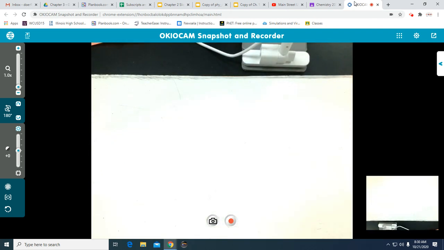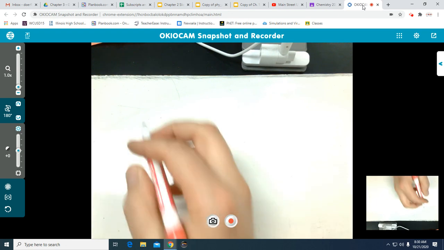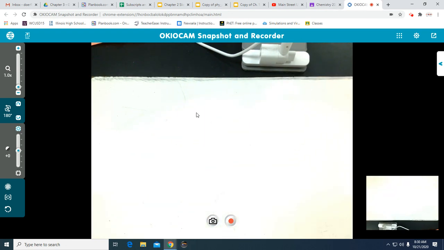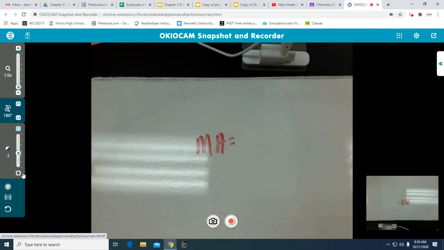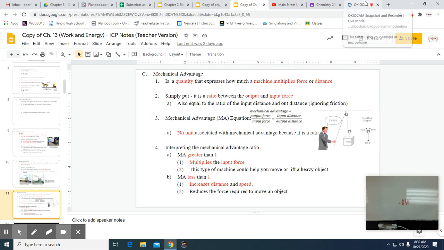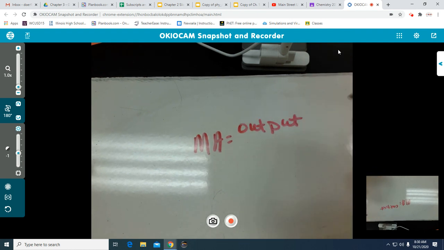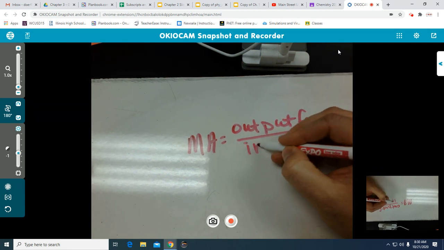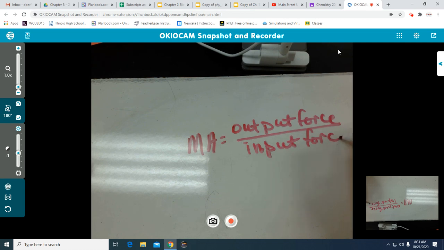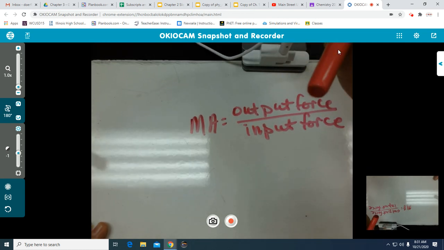Okay, so if we look at the formulas here, mechanical advantage. First formula, again, mechanical advantage is equal to the output force divided by the input force. Okay? So that's the first type of formula that we're going to be using.